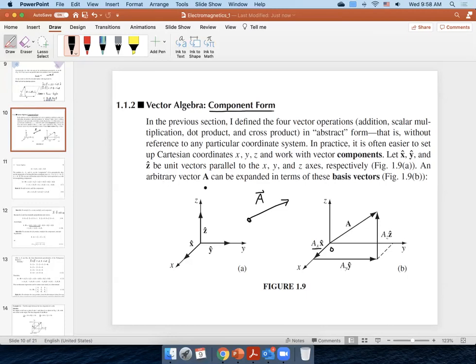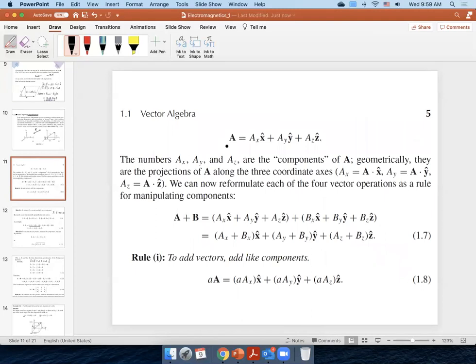An arbitrary vector A in abstract form can always be expanded or decomposed in terms of basis vectors, or the component format of vectors, in this way. It can be written as A equals Ax, which is the magnitude of vector A in the x direction, times x hat, plus Ay y hat plus Az z hat. So Ax, Ay, Az are the components of the vector. Geometrically, they are the projections of A along the three coordinates, and Ax can be calculated by A dot x hat, Ay equals A dot y hat, and Az equals A dot z hat.